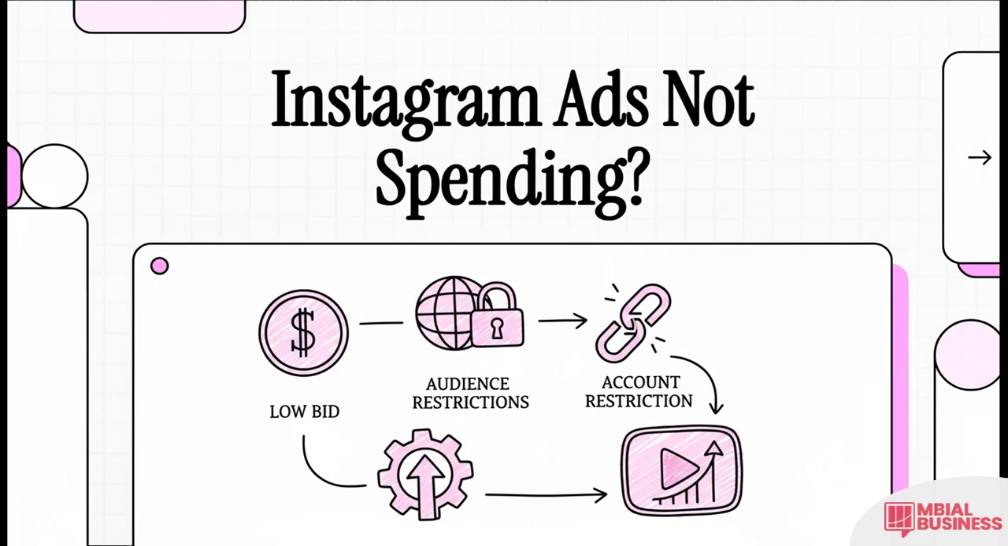So you've built the perfect Instagram ad. You hit publish, you're excited, you're ready for the leads to start pouring in, and then crickets. The ad says it's active, but the spend is just sitting there at zero. It is, without a doubt, one of the most frustrating things for any marketer. But don't worry, today we are going to get this fixed.